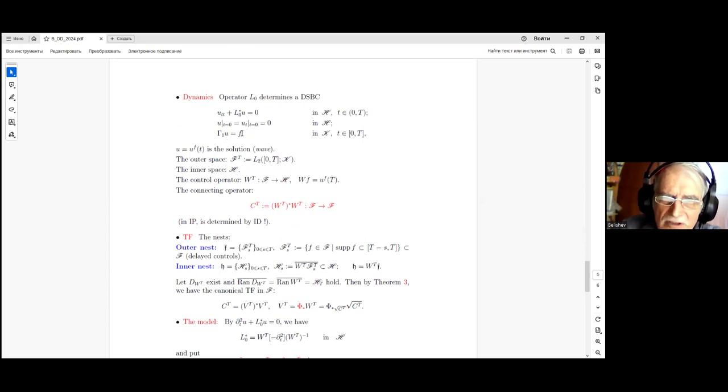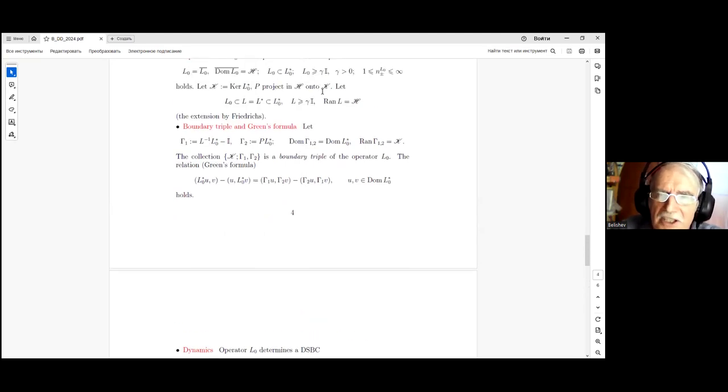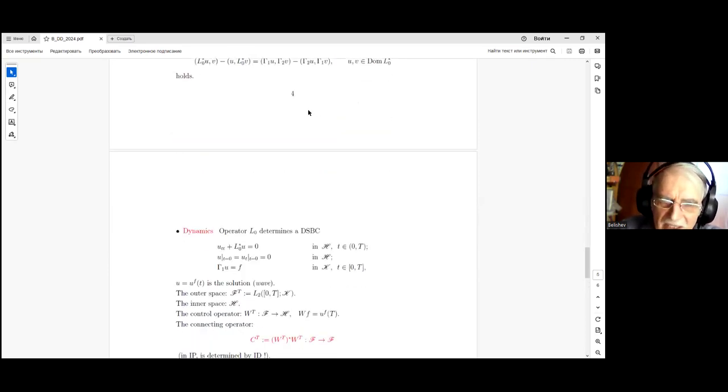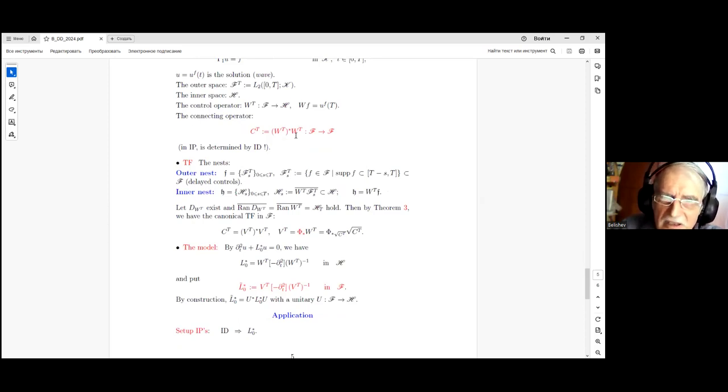This f is in honor of the boundary control f. And this system possesses the standard attributes of a dynamical system, the outer space of controls. And K, as before, is the harmonic subspace. It is the kernel of the adjoint operator, exactly as in the previous talk. So we have the outer space of controls, the inner space of states of the system, and the control operator, which maps the control to the final state. And there is the connecting operator, as in the talk by Sergei Simonov.